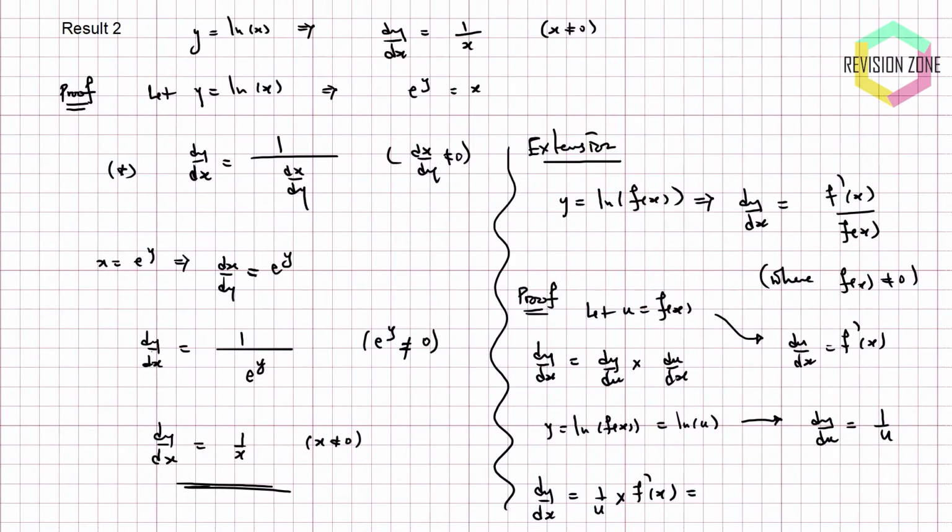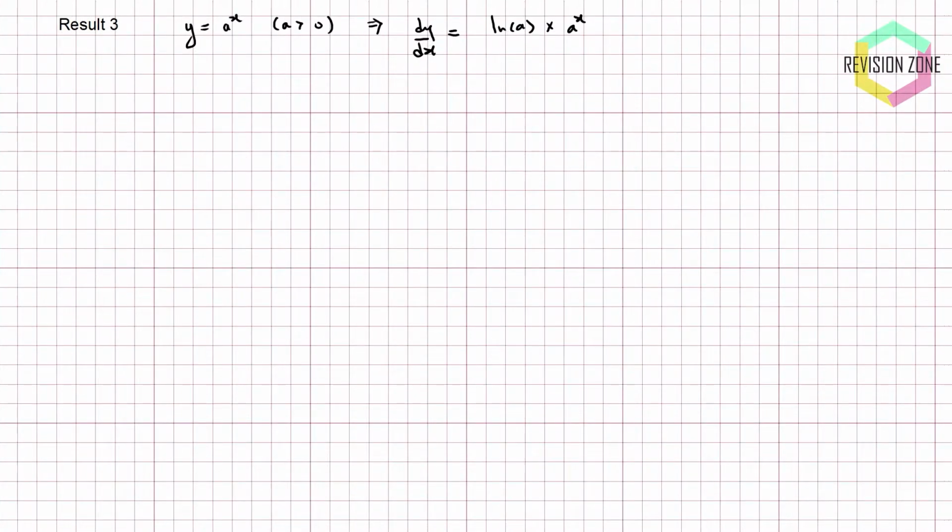But what is u? Well, u is just f of x, right? So when I multiply this out, the 1 times f prime just gives me f prime on the top, and the u at the bottom just becomes f of x. And of course, I've just got to say f of x cannot actually be 0. So all the values of x for which f of x is 0 are actually excluded. And we've been able to arrive at an extension of our result.